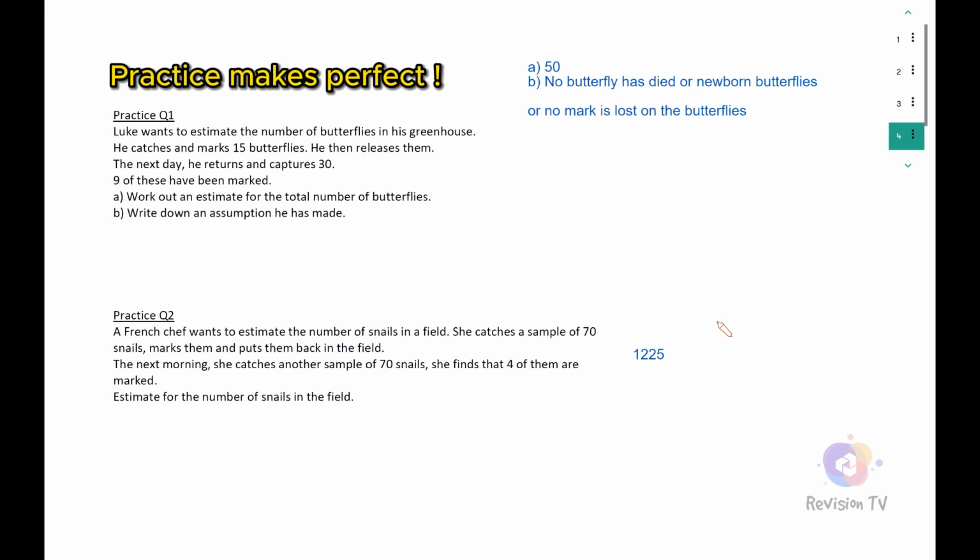But if you haven't got it right, I'm going to go through question 1A and question 2, how to work it out. Okay, so Luke wants to estimate the number of butterflies in the greenhouse. He catches 15 and marks 15 of them and releases them. The next day, he returns and captures 30. 9 of these have been marked. So P equals captures is 15, recaptures 30, divided by marked 9. 15 times 30 is 450. 450 divided by 9 is 50.